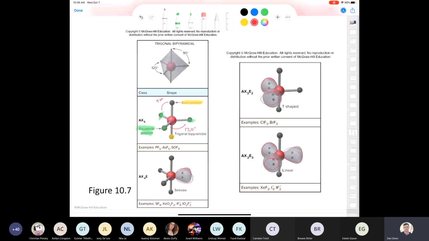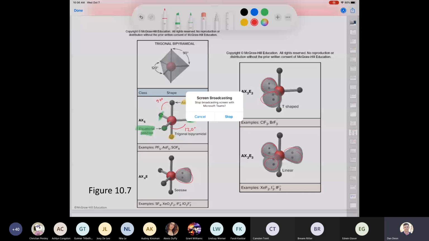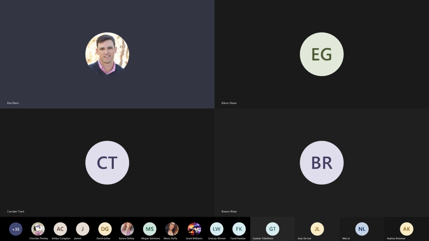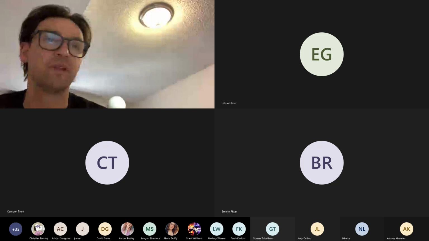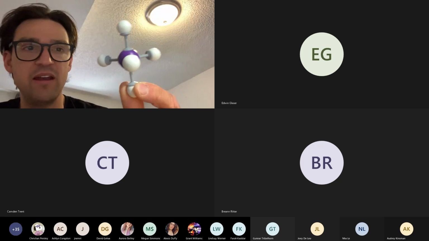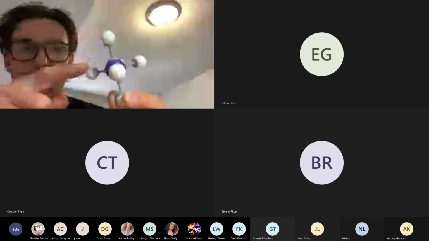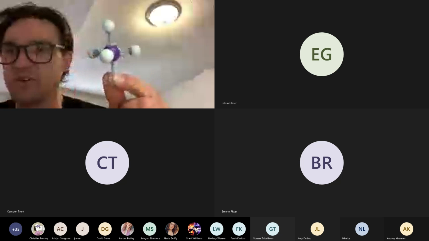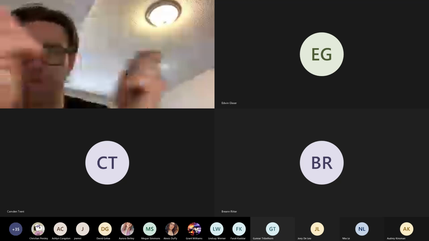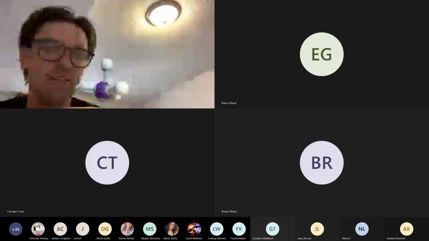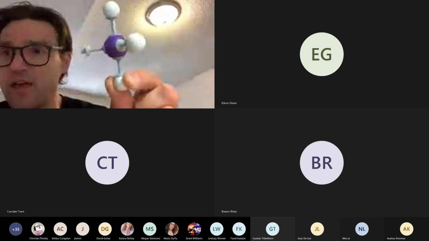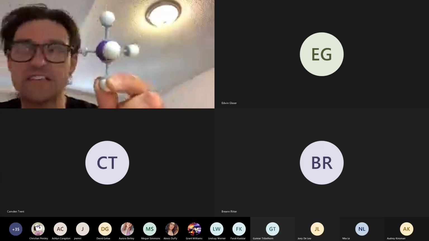Let me go back to my camera and show you. There we go. Here's my trigonal bipyramid. Hold on to your hats, people. Here we go. Trigonal bipyramid, bond angle between axial and equatorial, 90 degrees. Bond angle between all equatorials, 120 degrees. If I rip off one of the atoms like this, my electron geometry is still trigonal bipyramidal, but my molecular geometry is seesaw.